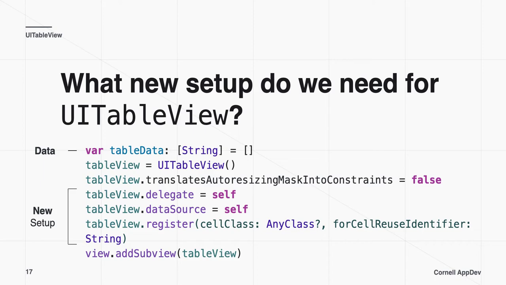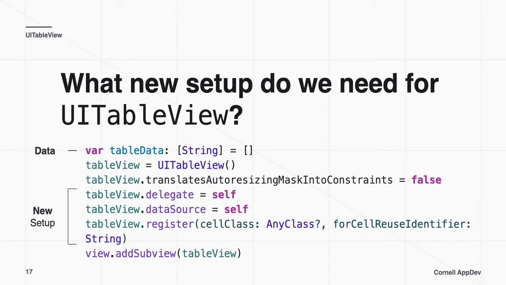Yeah, and then your table view also needs to conform to the delegate and data source. So usually you would do tableView.delegate equal to self, and tableView.dataSource equal to self. We'll talk more in detail on what that means later.